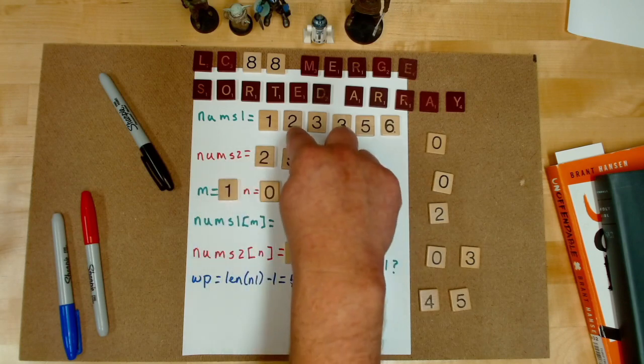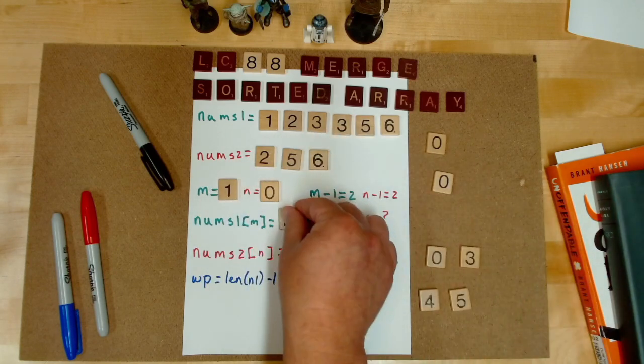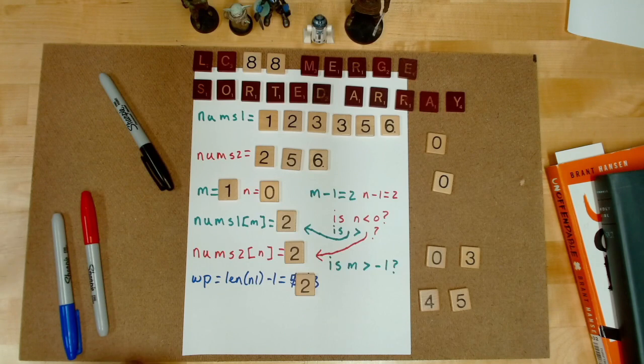And what's the value at index 1? It's 2. Hey, we have a 2 tile. Boom, let's put that in there. All right, now we're at the next iteration.